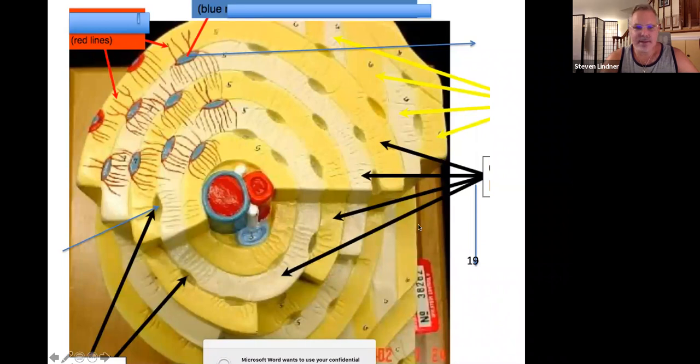Okay, what is number 19? Here's 19. What is this? Concentric lamellae. What is this? What are the red lines here? Canaliculi. What is this? Where the black arrows are at the bottom, the hollowed out space. Lacunae.